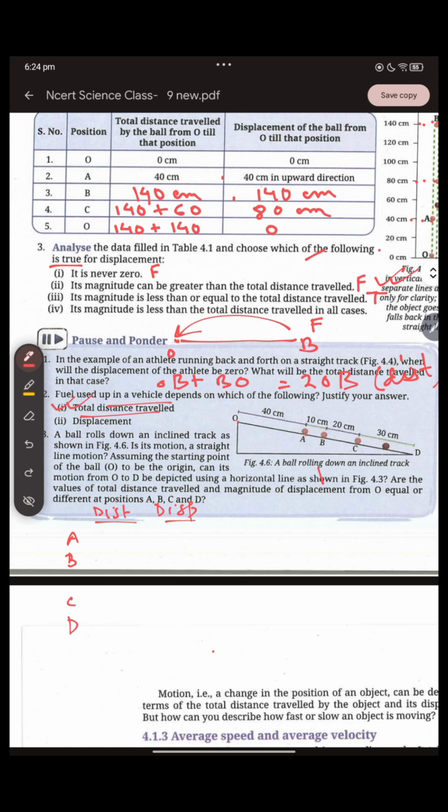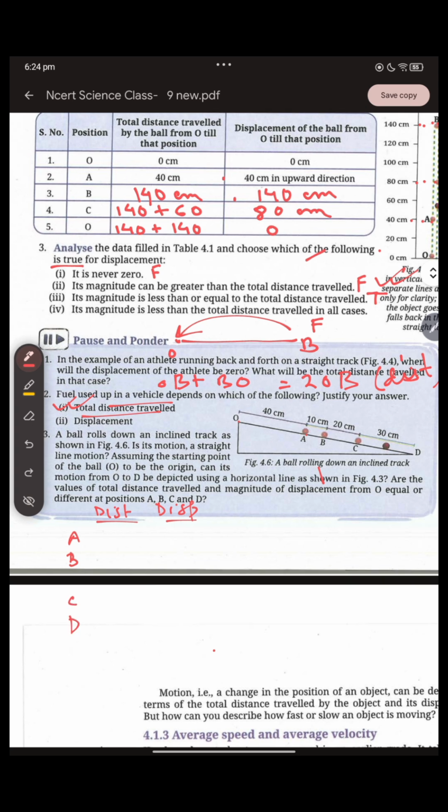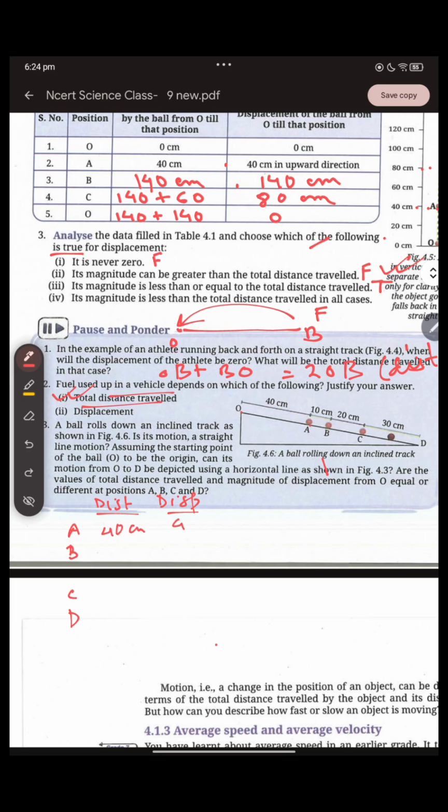So, distance covered till A is 40 centimeter. Displacement is also 40 centimeter. B 50 centimeter, here again 50 centimeter. C again 40, 50, 60, 70, right? So this is 70 centimeter. Again it is 70 centimeter. Till D it is how much? 100 centimeter. And over here it is again 100 centimeter. So in each case we can see the distance and the displacement are the same.